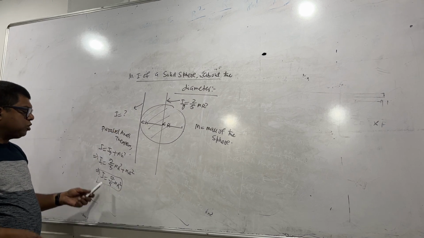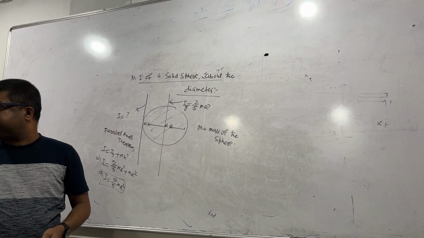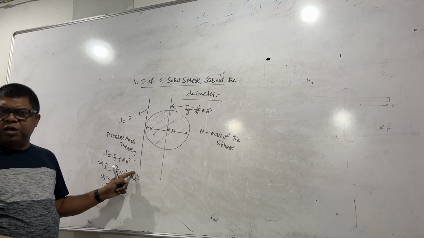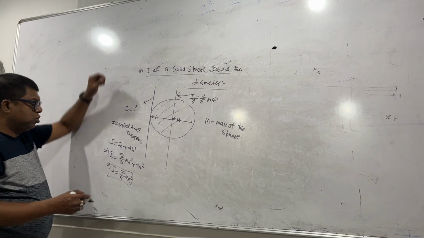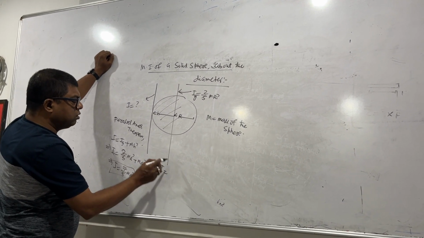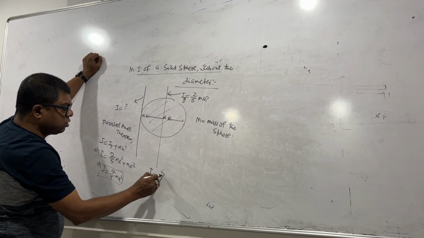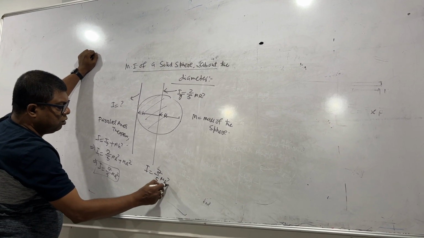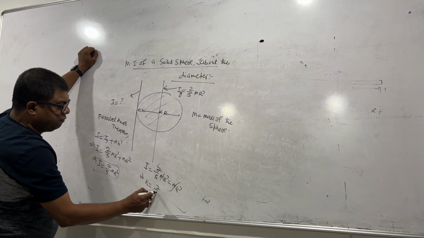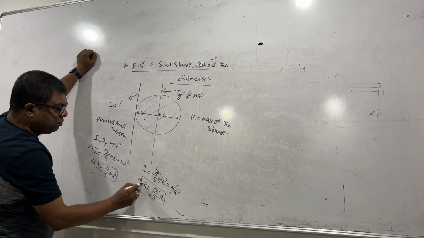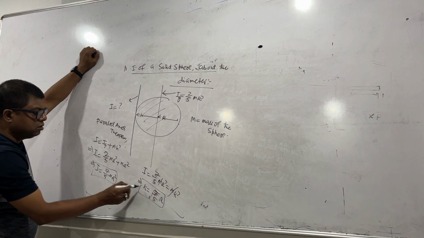This is the answer. Suppose I ask what is the radius of gyration of the body about the tangent. You just first of all calculate the moment of inertia, then you write down MK square. I is equal to, so what is the radius of gyration about this axis? I is equal to 7 by 5 MR square is equal to MK square. M cancels, so K is equal to root of 7 by 5 into R. This is the radius of gyration of the solid sphere about the tangent.